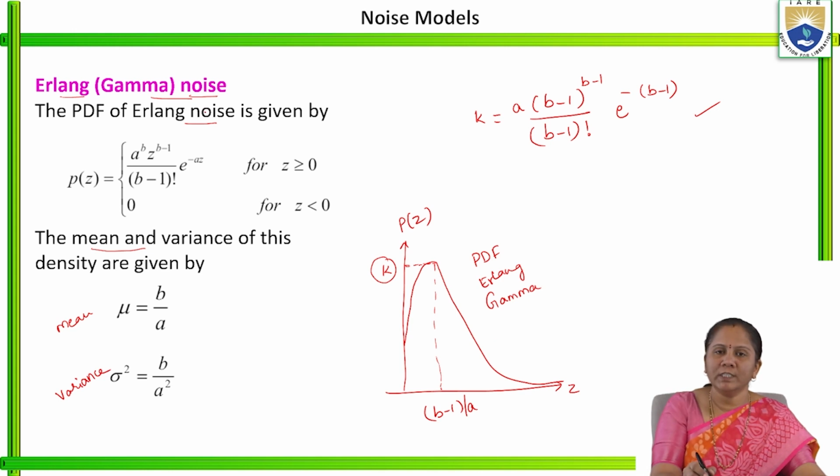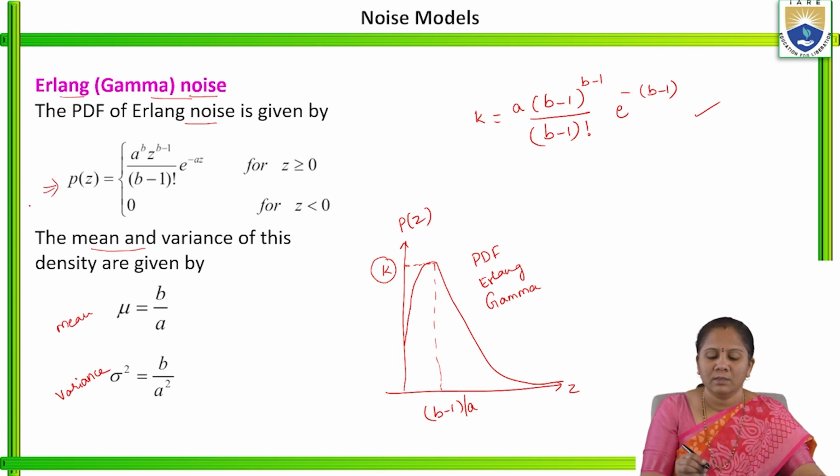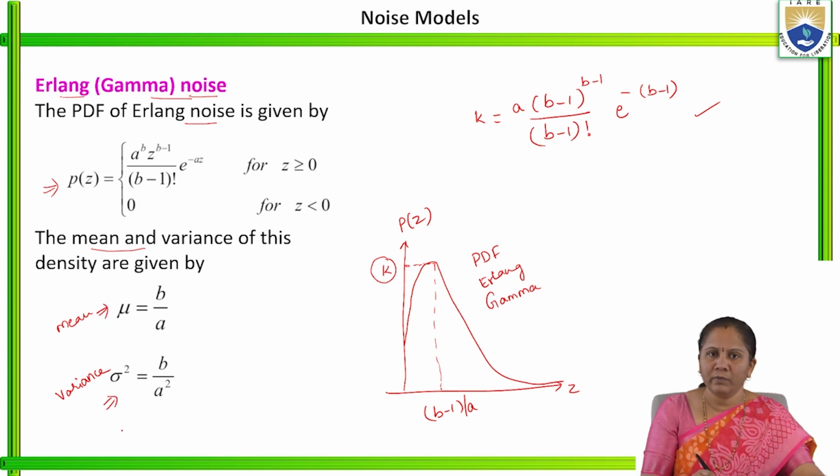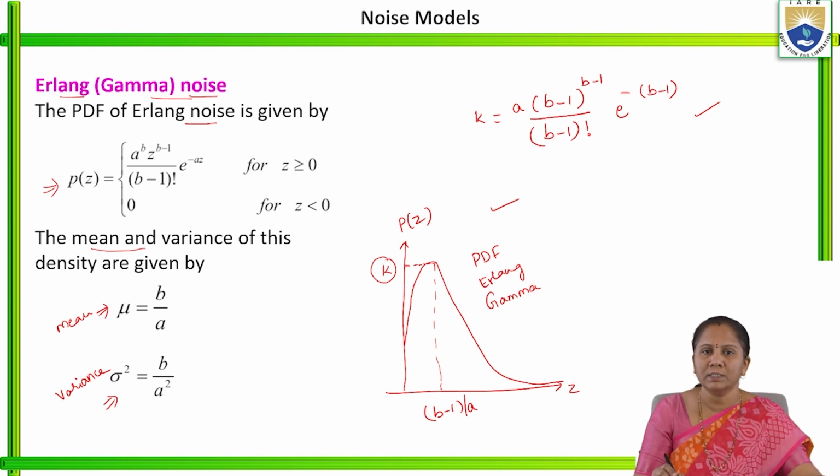So for each noise model, we will have this probability density function mathematical representation. Along with that, we will also have the formulas for mean and variance, and we should also draw the graphical representation of this probability density function.